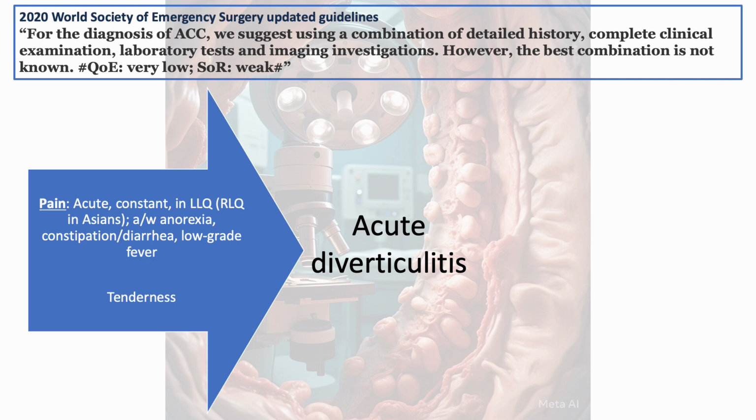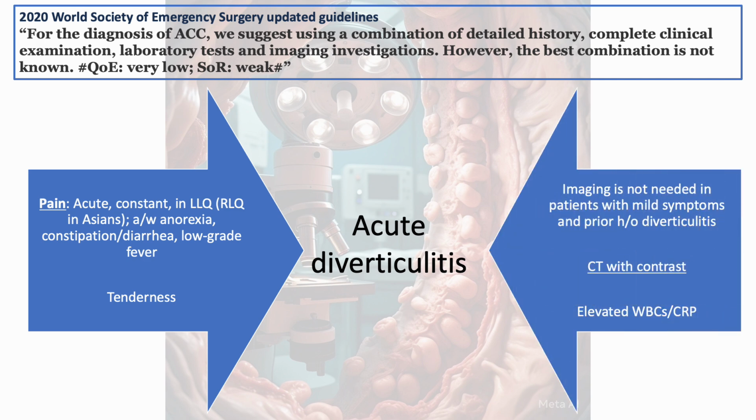acute abdomen. It's also commonly associated with anorexia, can be associated with change in bowel movement like diarrhea or constipation, can be associated with fever sometimes, but again, it's usually a low-grade fever unless there's complications. And because of local peritonitis, tenderness is very common.